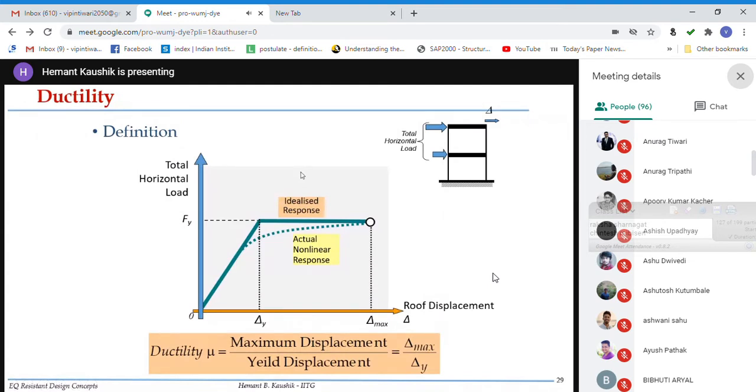So this is how we define the ductility. If you test this structure in the lab and you plot the response, the load versus displacement, this is the idealized response, because it is difficult actually to find out where the yield displacement is. So we idealize the response. We assume that here is approximately the yield displacement and the yield force, and this is the displacement after which the strength started degrading. So this is, let us say, delta max. So ductility is defined as the ratio of this maximum displacement to yield displacement.